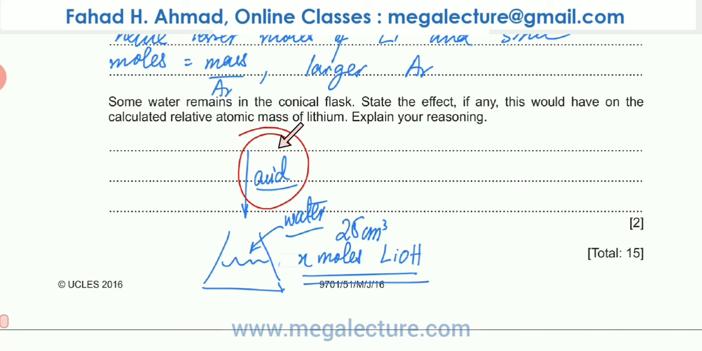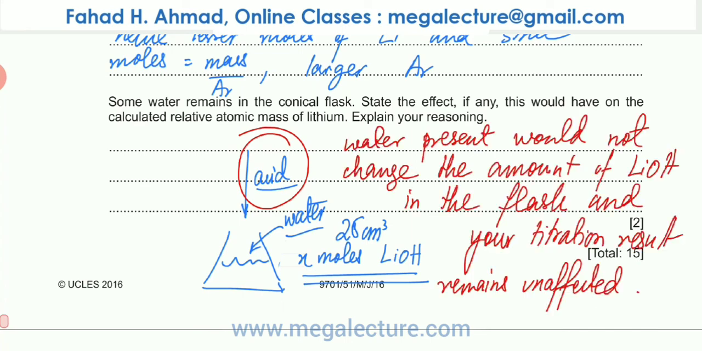So the amount of acid that's going to be added is going to remain exactly the same. If you had water in the conical flask or you had dried it carefully, that would result in no issues. The values are going to remain exactly the same. So I've written down the answer that the water present would not change the amount of lithium hydroxide in the flask and your titration result remains unaffected.